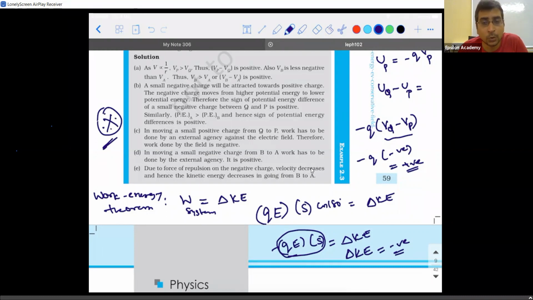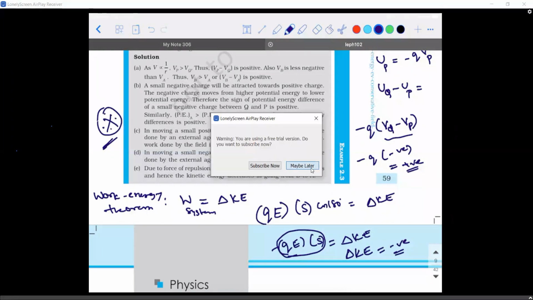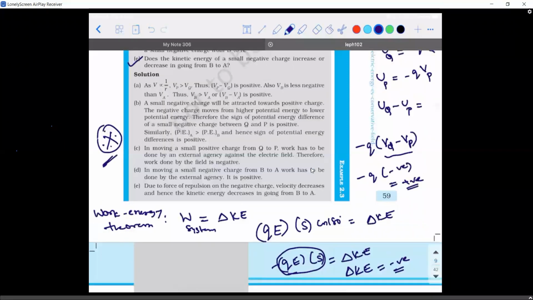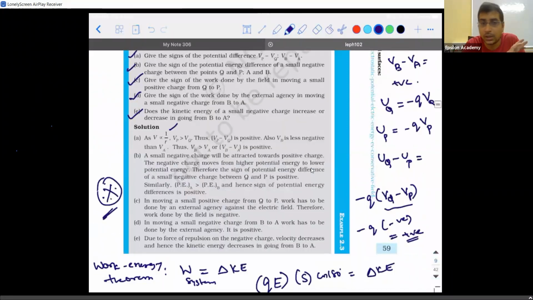I hope you guys made a note of all the important points explained. I didn't solve the problem using V is inversely proportional to R. I solved using the concept of potential gradient. Be very careful about these kinds of problems.